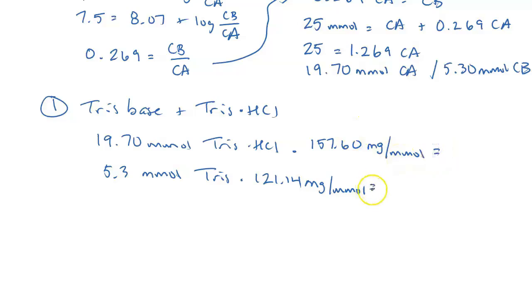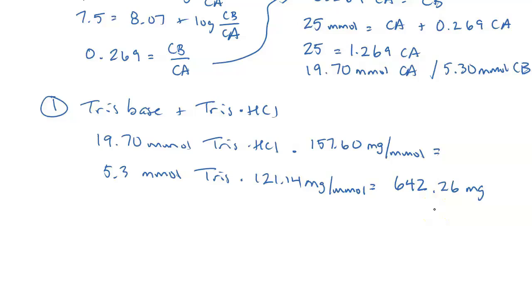So now we do the math here. I'll get out my calculator, and I'm going to do the bottom one first because I already have that in my calculator. 5.3 times 121.14, and that's 642.26 milligrams. Well, I can't possibly weigh something to that many decimal places, but that's the math. I could probably weigh out to the nearest tenth of a milligram.